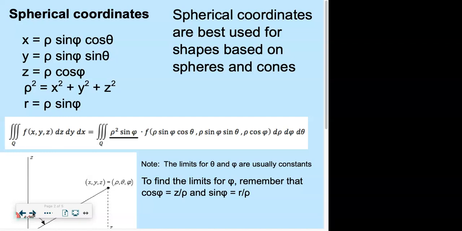When we convert from rectangular to cylindrical, you have to put an r, so it's r dz dr d theta. Well, when you convert from rectangular to spherical, you have to put a rho squared sine phi d rho d phi d theta. Standard is d rho, d phi, d theta. I'm not going to make you rearrange the order. We're always going to go d rho d phi d theta.